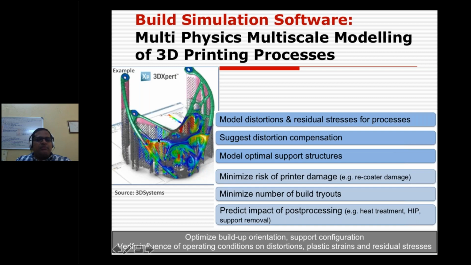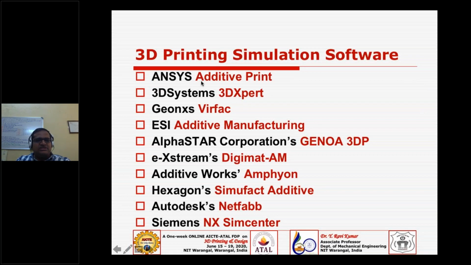and then you have multi-physics, multi-scale modeling, right? To name a few, you have ANSYS multi-physics exclusively for additive print. And from 3D Systems, the previous image, that is 3D Expert software. And you have Geonics from ESI, and there is software called Additive Manufacturing, and Alpha Star, and Geo 3DP, and Extreme Dizimat.